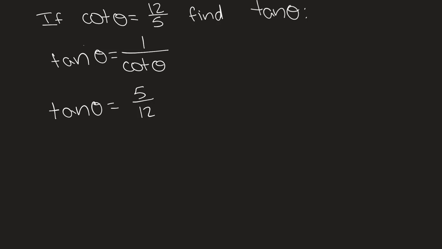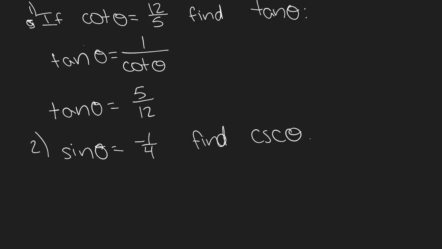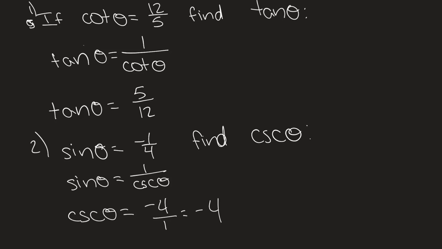I'm going to give you another one, so we'll call that 1. Let's see, I'm going to give you that sine theta equals negative 1/4. We need to find cosecant of theta. Go ahead, try that one on your own, and then come back. All right, hopefully that was also another easy-ish one. Because sine and cosecant are reciprocals of each other, we get -4 for our answer.